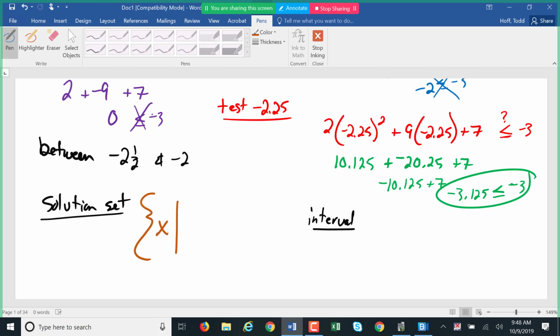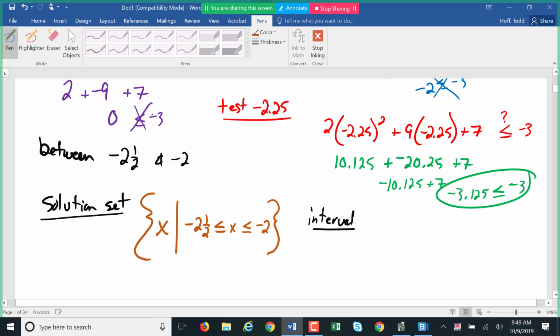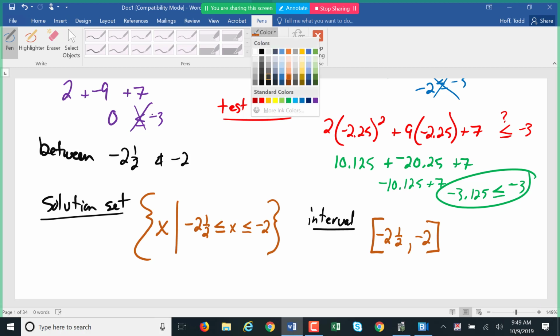So since it's between these values, in our solution set notation we can set it up as a compound inequality. Negative 2.5, less than or equal to, because it was less than or equal to in the original problem, we have the or equal to there, x, which is less than or equal to negative 2. That is saying x has to be between negative 2.5 and negative 2. Interval notation, since it's or equal to, we do have square brackets, inclusive brackets. Negative 2.5 to negative 2, an inclusive bracket there as well. Any questions?